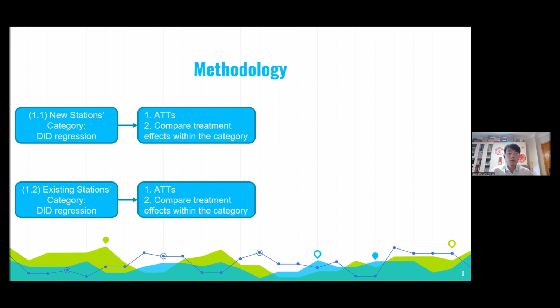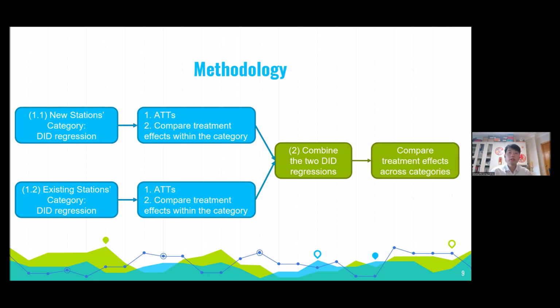But we do not want to stop here. We are motivated to compare the effects across categories, so we will try to combine the two regressions together, such that since they are all in one regression, we can do another round of one-sided t-test.